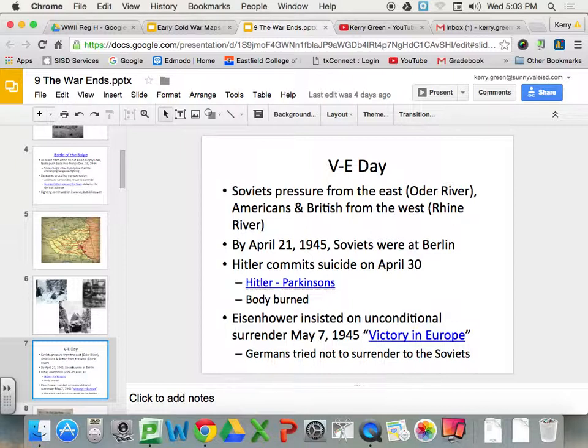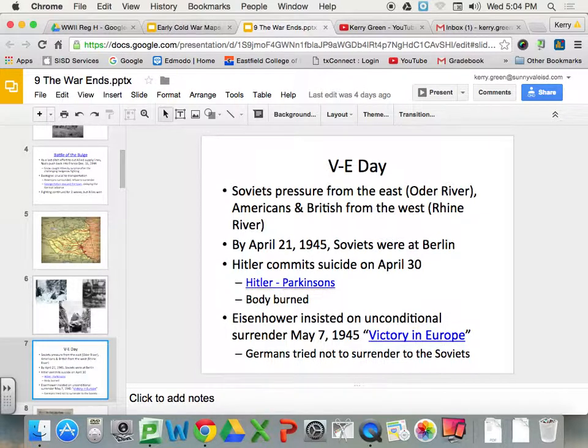Eisenhower has an unconditional surrender that happens May 7th, 1945. That is called Victory in Europe, VE Day. Germans did not want to surrender to the Soviets. They wanted to surrender to the Americans. They thought the Americans might be a little more generous. We weren't. But the Soviets were being pretty vicious, killing people, holding people. There wasn't any effort to hold a trial to see who was really to blame. And so you have that happening.